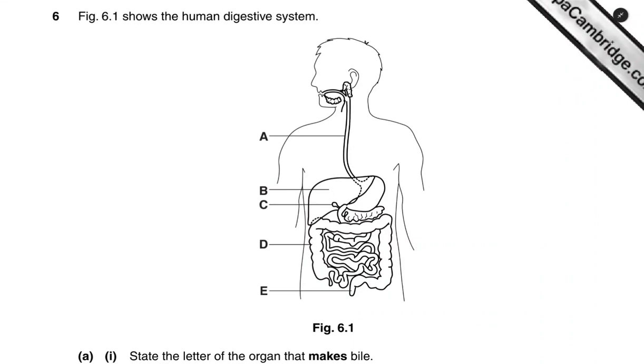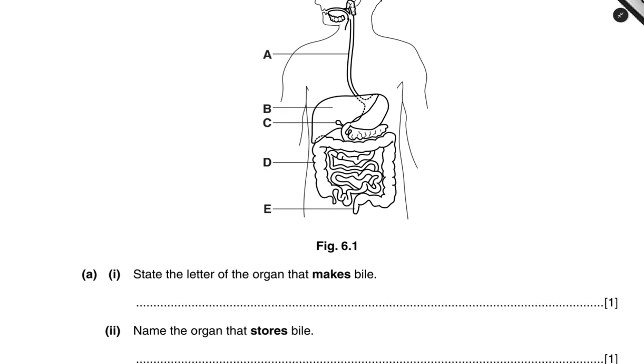We are presented with a question here which says figure 6.1 shows the human digestive system. So A, B, C, D, E are the labeled parts. This is the alimentary canal, or the one we are calling the human digestive system. Let's see how the questions are asked.